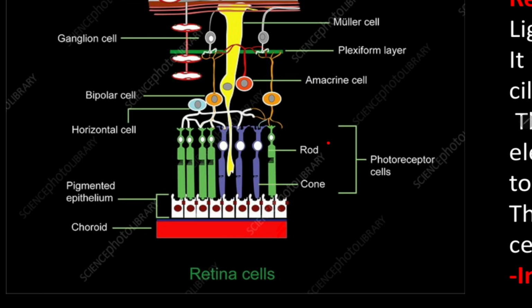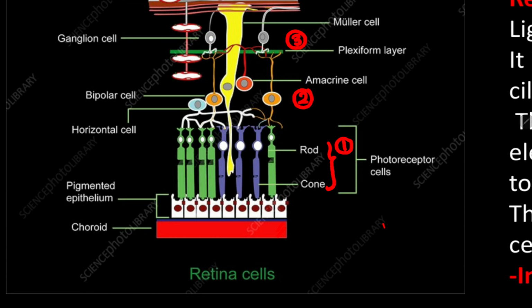And then we have rod cells, and next to that, now I'm taking it from outside to inside, we have the bipolar cell layer, second layer, and then the third, ganglionic cell layer. Ganglionic cell is the innermost layer.